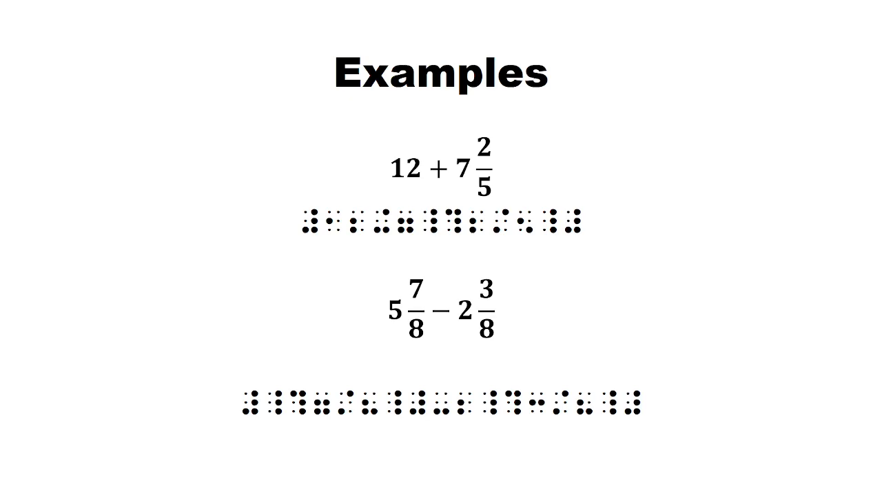Then followed by the numerator 2, slash, which is 3, 4, and then 5, and then the closing mixed fraction indicator consisting of two cells also. First cell, that's 4, 5, 6, and second cell, that's 3, 4, 5, 6. And for our fourth and last example, we have here a subtraction expression. We have 5 and 7 over 8 minus 2 and 3 over 8.